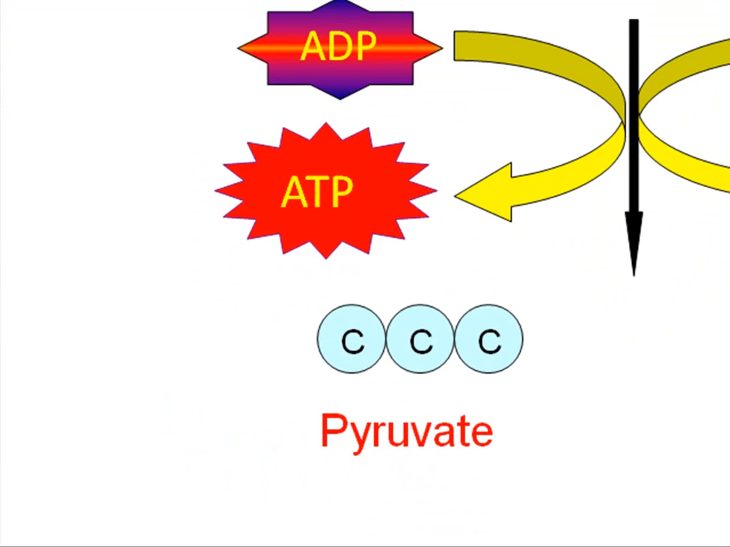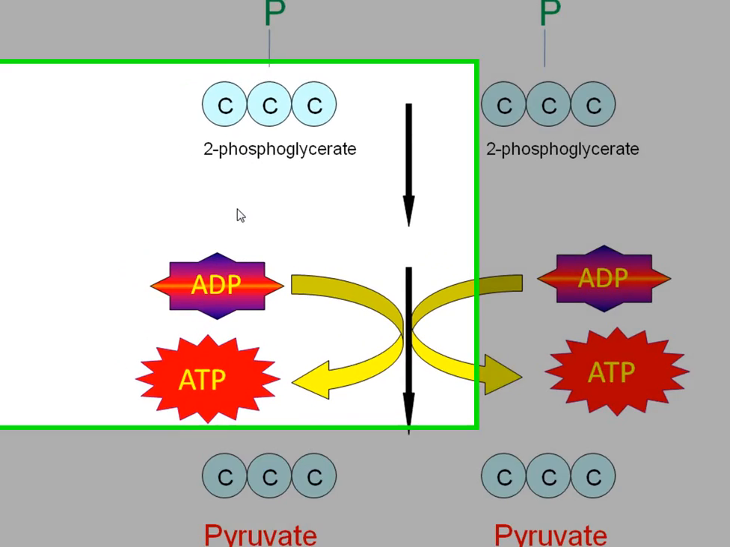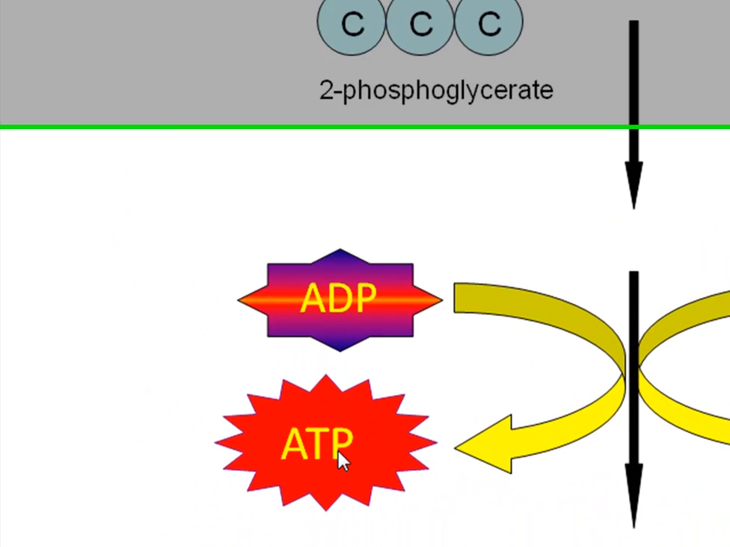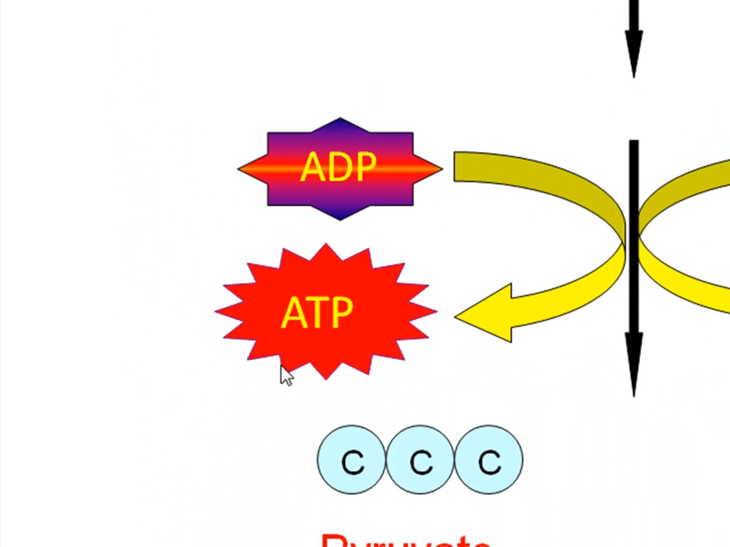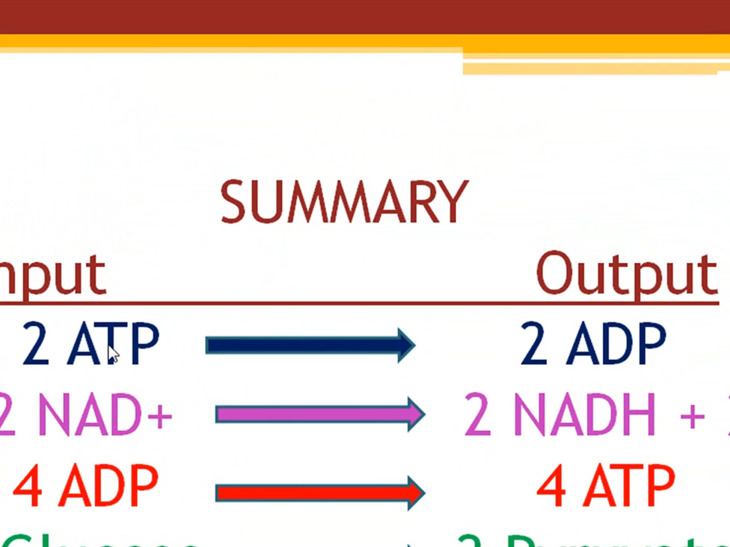Pyruvate is not as high energy a bond as 2-phosphoglycerate because the energy has now been trapped in ATP. These 2 ATPs are once again formed through substrate level phosphorylation. So to summarize what we have done, we have had to put 2 ATP molecules in at the beginning of our reaction, and we received 2 ADPs back out.